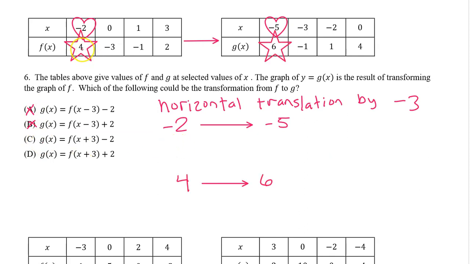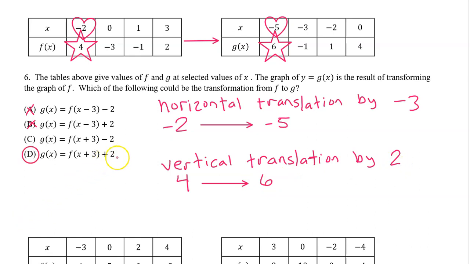Now let's focus on a corresponding pair of y values. 4 is becoming 6. So this will be some type of a vertical translation. The y values are increasing by 2, so this will be a vertical translation by +2. This will show up on the end of the function as a +2, so the answer is D.